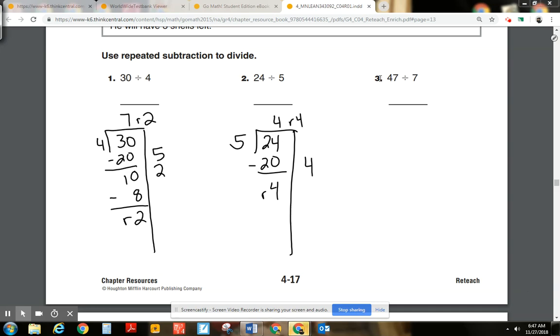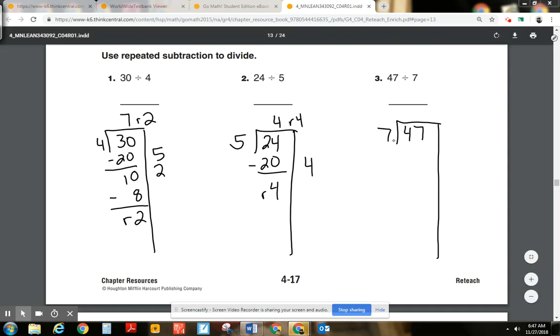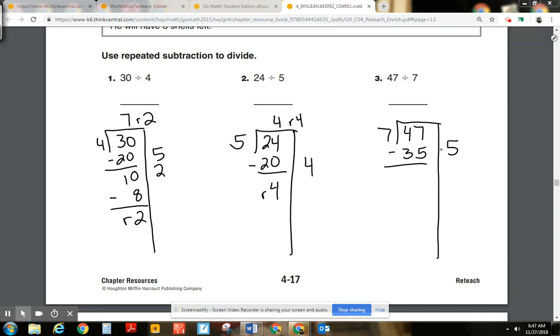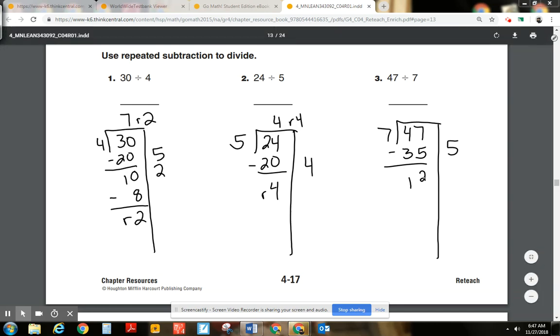Let's try number 3. 47 divided by 7. All right, repeated subtraction. Can't do 10 because 10 times 7 is 70. It's way too much. Can do 5 though. So that's minus 35. 5 times 7 is 35. Let's bring it down. How many 7s fit into 12? Just 1. Minus 7. 12 minus 7 is 5. 7 can't fit into 5, so it's remainder. So it's 6, remainder 5.